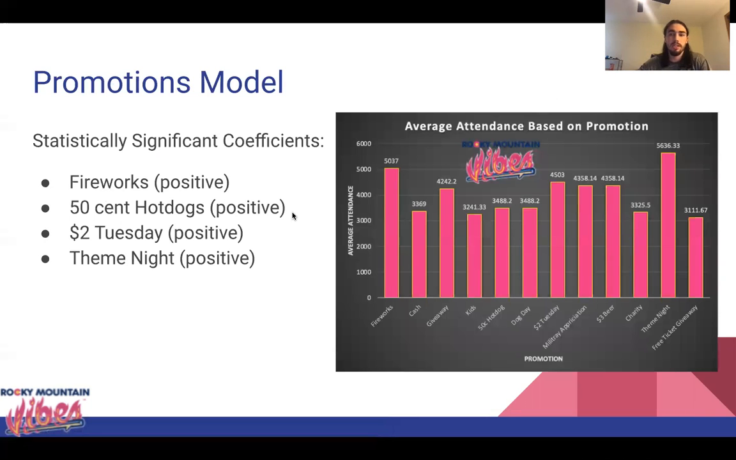And moving on to promotions, we had free ticket giveaway as our omitted variable, and we had four coefficients come back positive and statistically significant. Those were fireworks, 50-cent hot dog day, $2 Tuesday, and theme night. If we look at fireworks, $2 Tuesday, and theme night, they all had super high average attendance. A little surprising that 50-cent hot dog day came back statistically significant. It wasn't really higher than free ticket giveaway by that much, and stuff like military appreciation did not come back statistically significant. It was only at a 0.1 alpha, but it still came back positive and statistically significant.